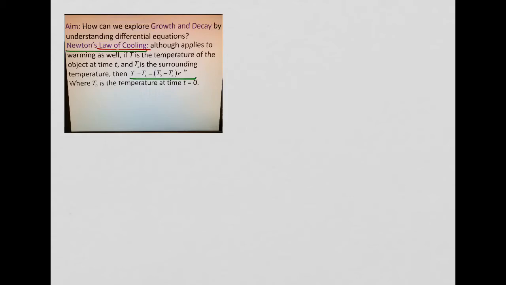So T by itself is usually what we need to solve for. T sub s is the surrounding temperature. Maybe it's a room, maybe it's an oven, especially if you're trying to warm something up. T sub 0 is the temperature when t is equal to 0, so like an initial temperature. Again, T sub s is the surrounding temperature. e is our base, a constant, about 2.718. k is also a constant, and t is time.